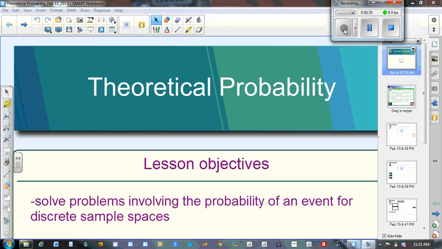So we're going to contrast that with what we know to be true in terms of theory. So theoretical probability is what we're going to be investigating today. Okay, so if you look at the lesson objective here, you're going to be solving problems through this lesson, and with some practice involving the probability of an event for what we call discrete sample spaces. Okay, and the word discrete simply means that it is a number that you can count by.